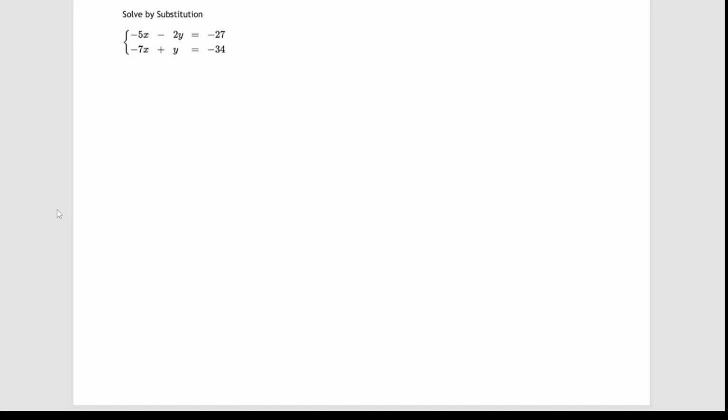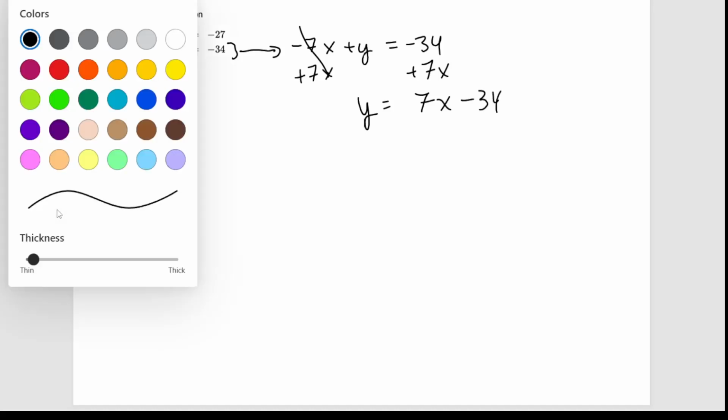So if I was looking for a good candidate to get a variable by itself in, I would say the second one is an excellent candidate, because if I have -7x plus y is equal to -34, how would I get y by itself? Well, I would undo adding -7x by adding positive 7x, since -7x plus positive 7x makes 0. And then I'm left with y is 7x minus 34.